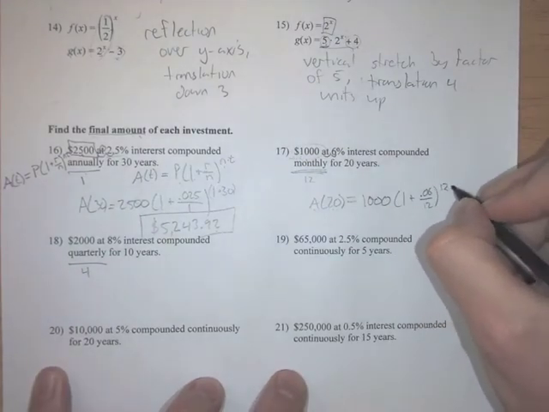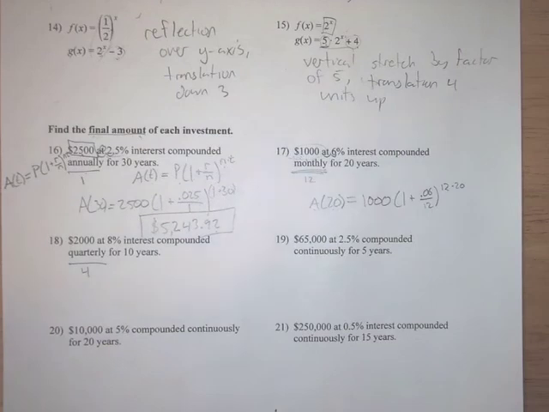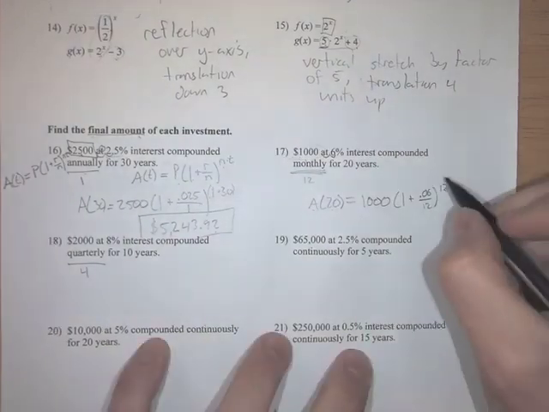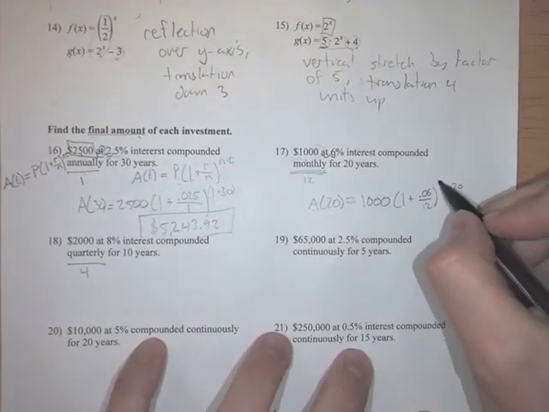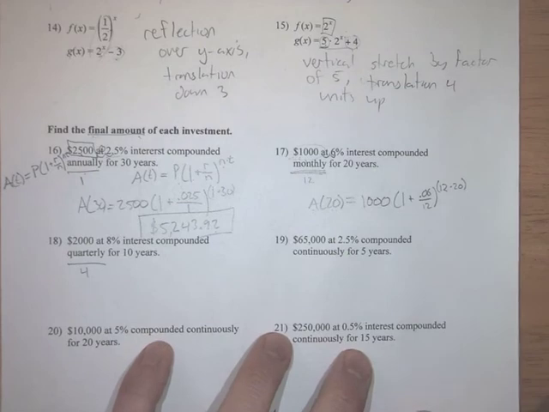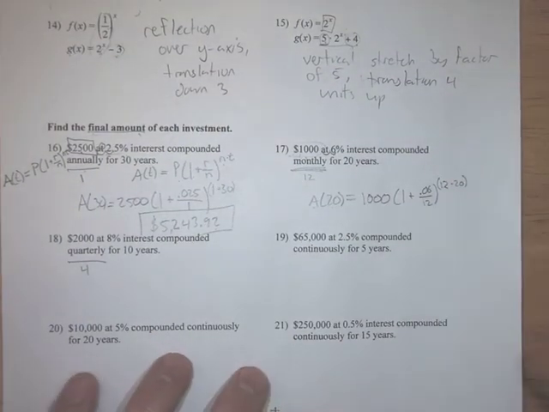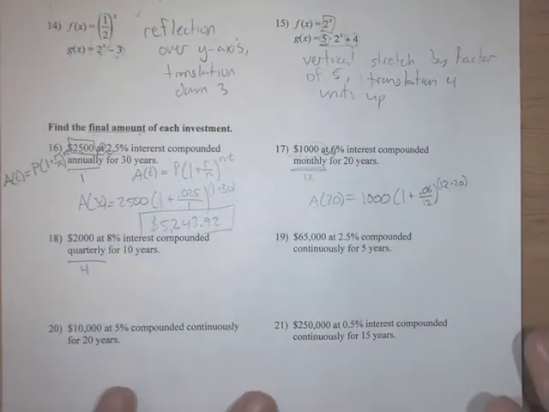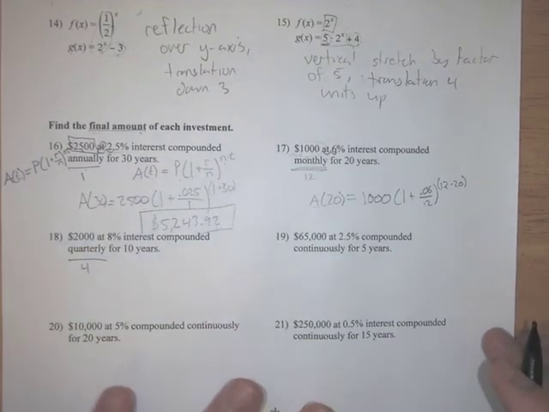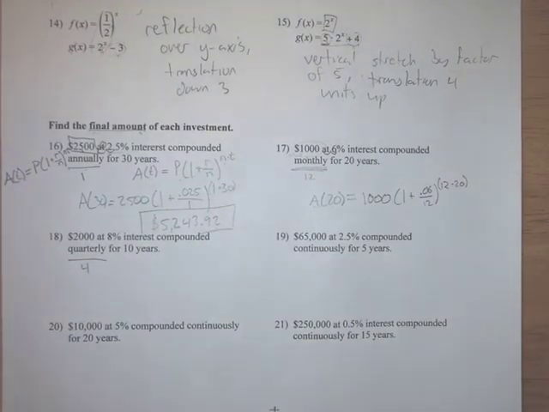12 times per year times 20 years, right? So if you're typing this into a calculator, you may want to put parentheses around these because it may not know that the 20 is in the exponent. The way I'm writing it, it's obvious, but for a calculator, it may not know. And you can do this a piece at a time as well if you want to be safe.